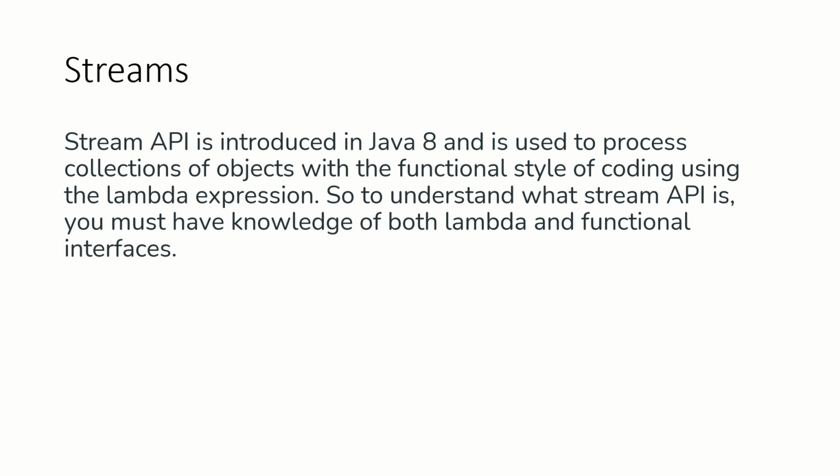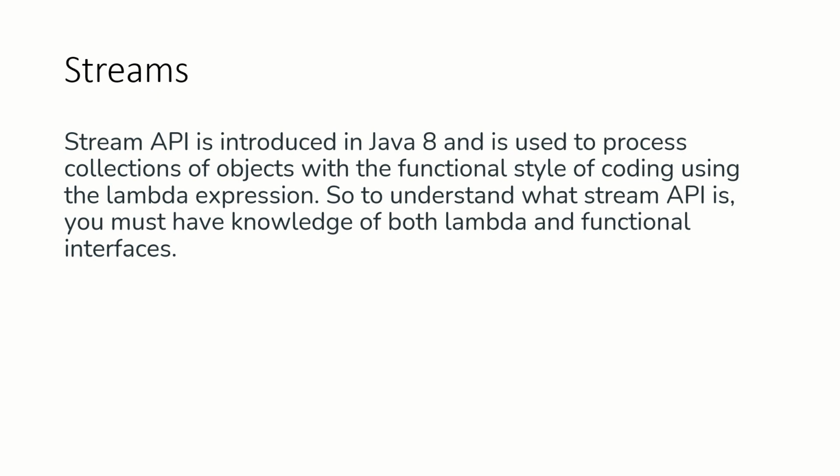The stream API was introduced in Java 8 and is used to process a collection of objects in a functional style of coding using the Lambda expression. To understand what the stream API is, you must have knowledge of both Lambda expressions and the functional interface. So before jumping into the stream API feature, you must be very strong in Lambda expressions and functional interfaces. In the upcoming videos, we'll discuss Lambda expressions and functional interfaces in a more descriptive way and through real-time implementation, so don't worry about that. So this is about the stream API features.